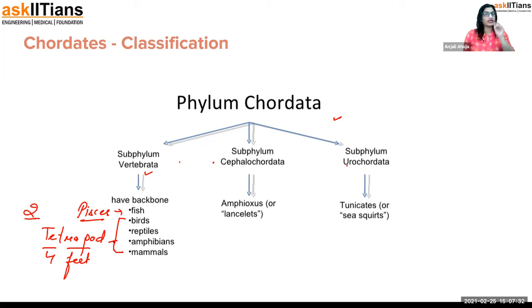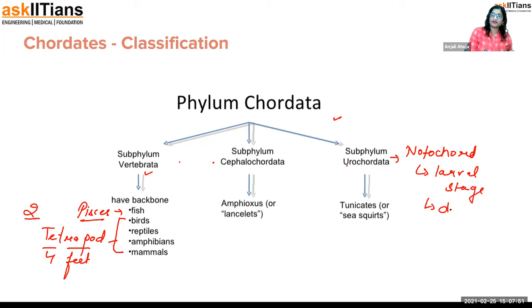Now, talking about subphyla cephalochordate and urochordate, that's on the basis of the nerve cord. Urochordate, here notochord is present only in the larval stage, and it disappears in the adult.